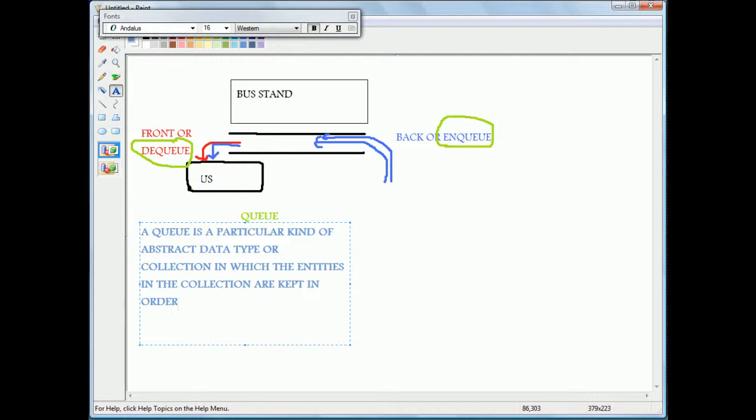As we have seen, we are keeping all these entities, all these elements, or all the people, in the case of our bus stand, in a particular order. And we have some queue operations here: number one is enqueue, and number two is dequeue. So what is enqueue here? As I have already explained, let me explain the exact definition, what we say in technical terms.